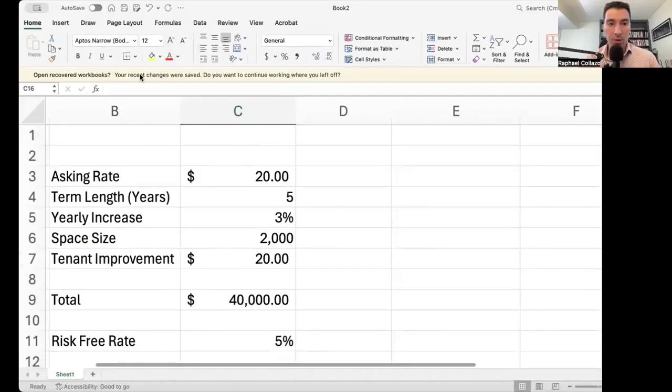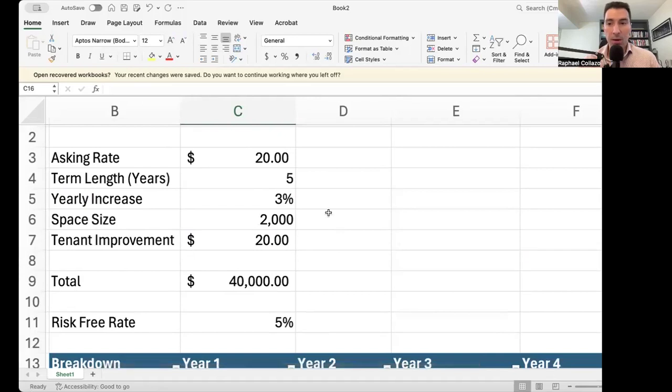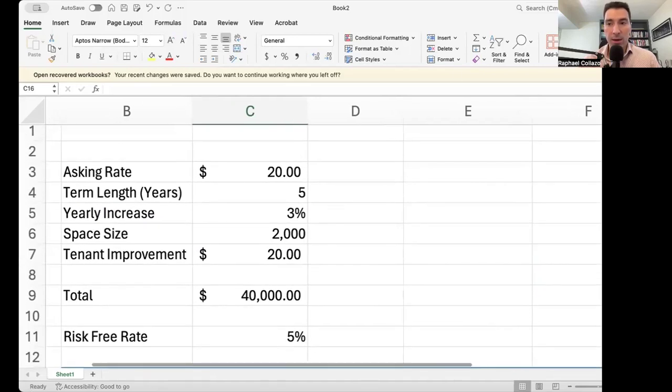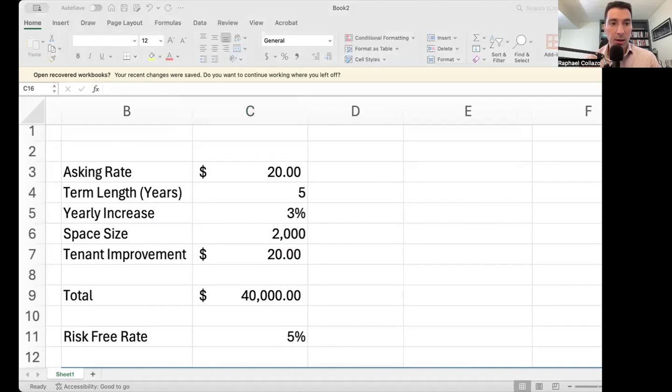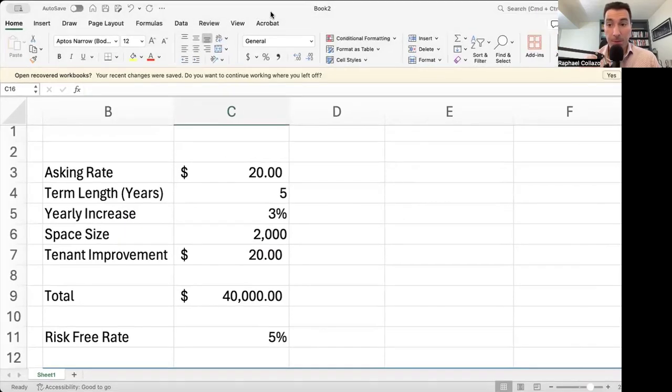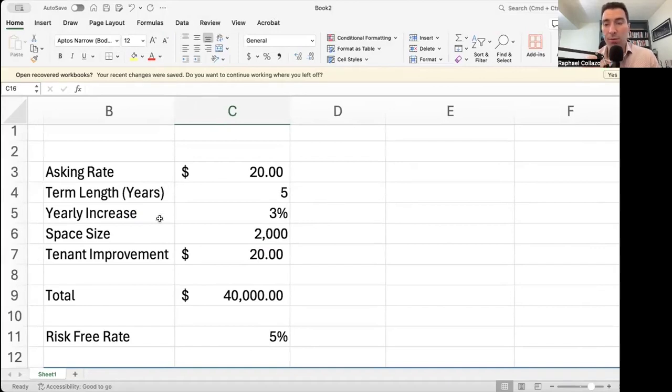All right, so let's go to this particular scenario. We are analyzing a particular property. Let's say that you found this property, it's in a white box condition, and you're a retailer looking for about 2,000 square feet of space. As you can see right here, the asking rate is $20 per square foot, and the landlord is saying we want a 5-year commitment for the space.